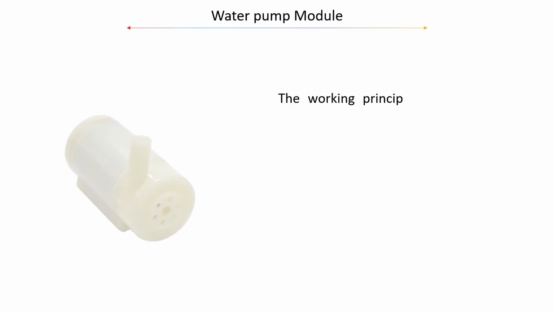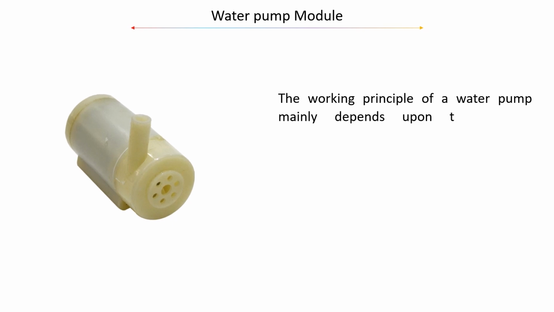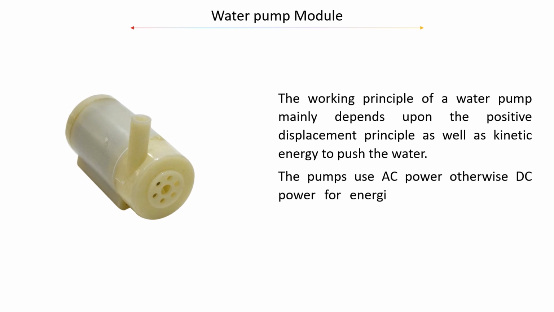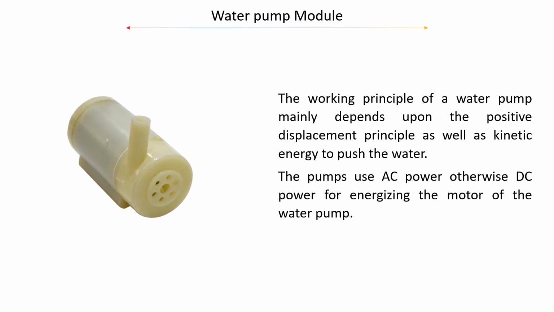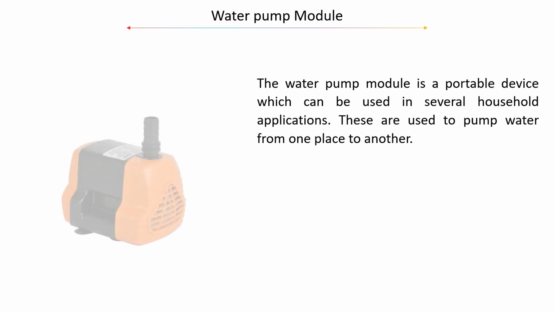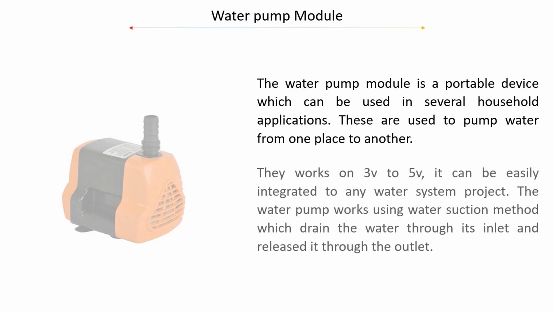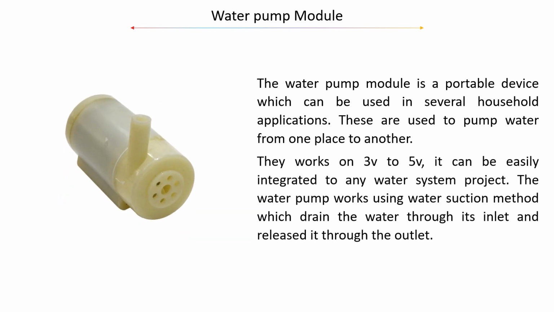Water pump module. The working principle of a water pump mainly depends upon the positive displacement principle as well as kinetic energy to push the water. The pumps use AC power, otherwise DC power, for energizing the motor of the water pump. The water pump module is a device which can be used in several household applications. These are used to pump water from one place to another. They work on 3 volts to 5 volts and can be easily integrated into any water system project.